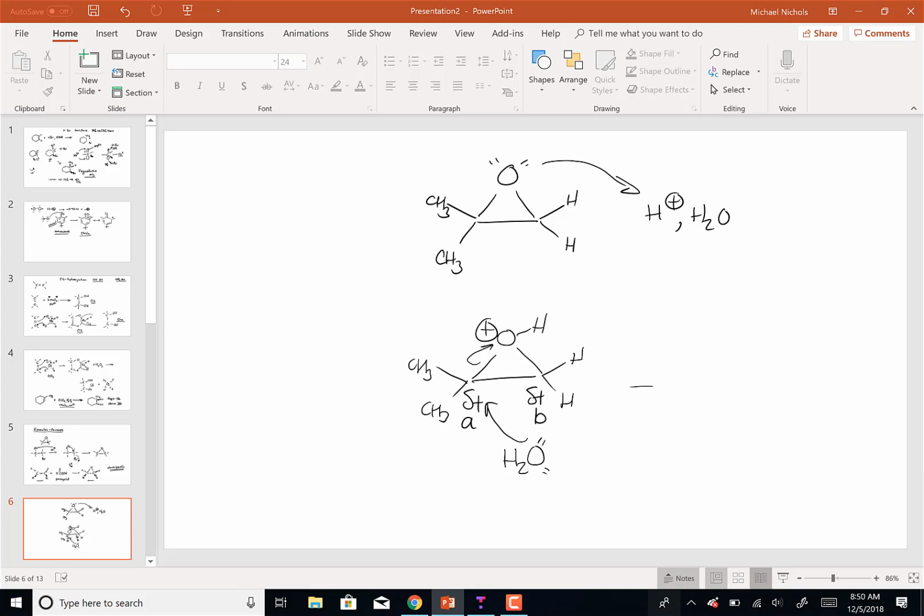And so I'm going to end up with the final product here having the oxonium ion over here, having the OH, and then I'm going to lose the H plus off the oxonium ion. So if I add H plus H2O to an epoxide, the net result is that I added 2 OHs trans.